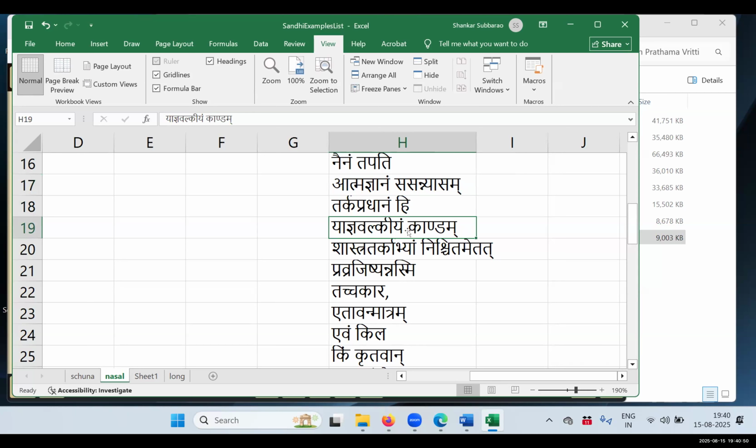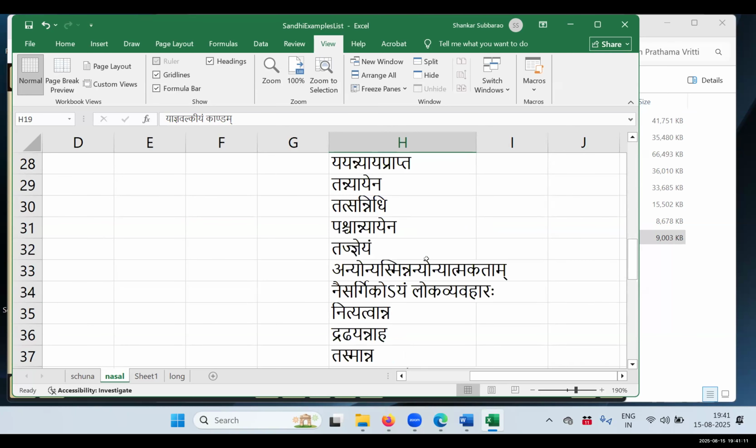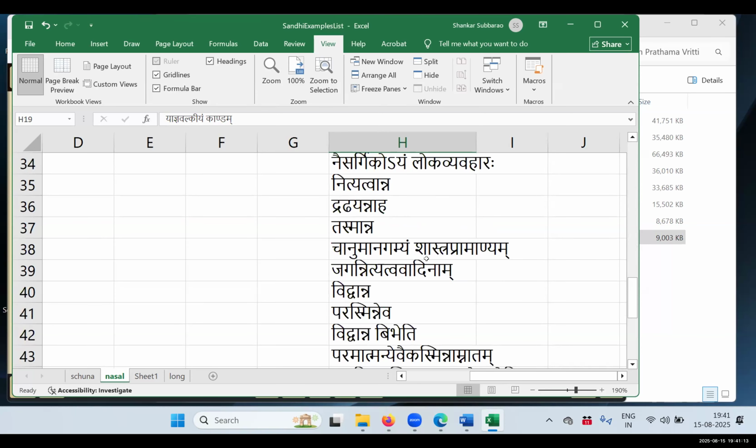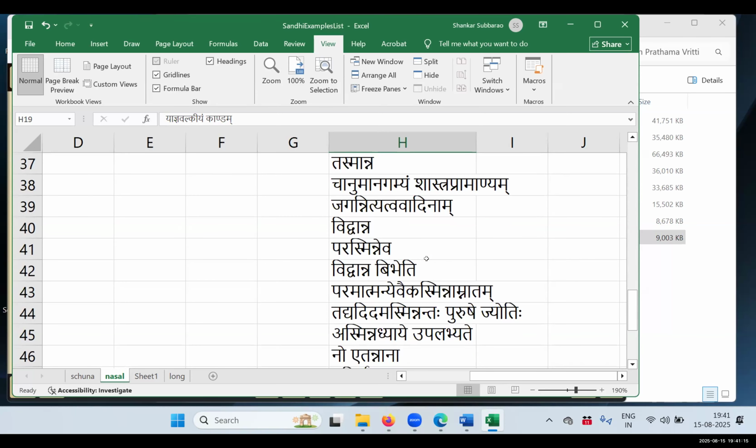Yajnavalkiyam kandam. What will happen here to the anuswara? Ka, kha, ga, gha, nga. No. Nya? So you'll get what? Yajnavalkiyam kandam. So this example, there are a lot of them like this you'll find. I will send some of these so you can play with them, okay?